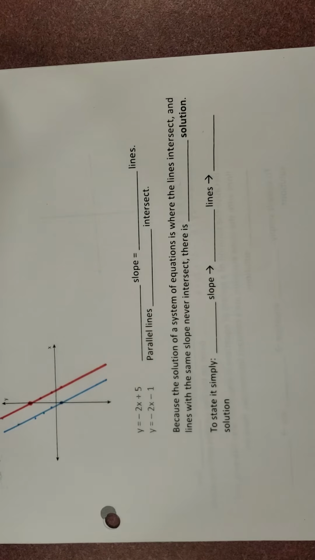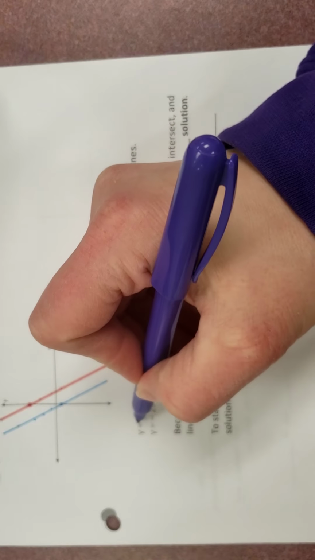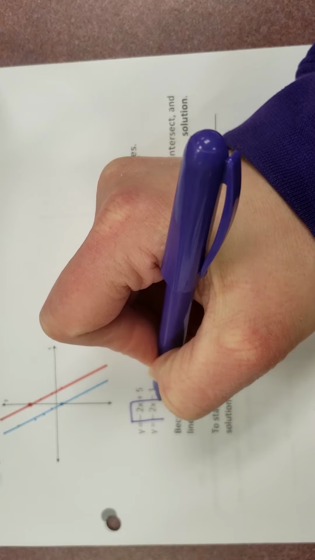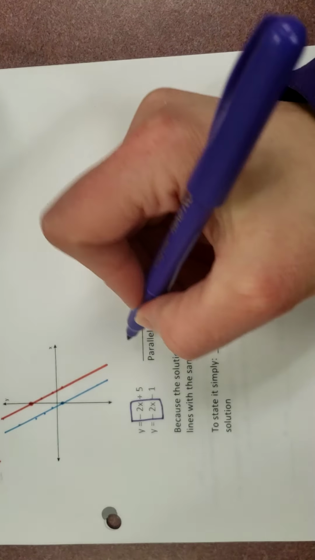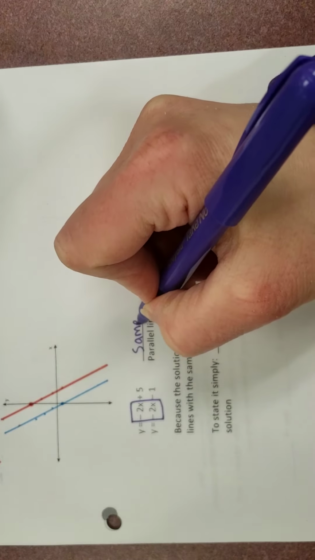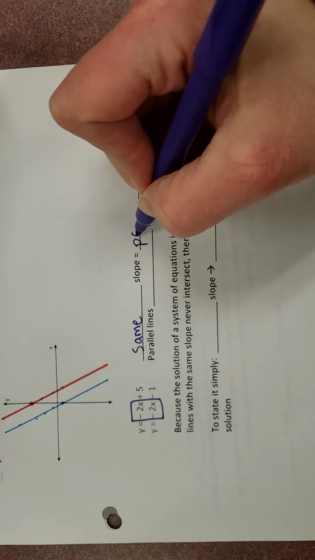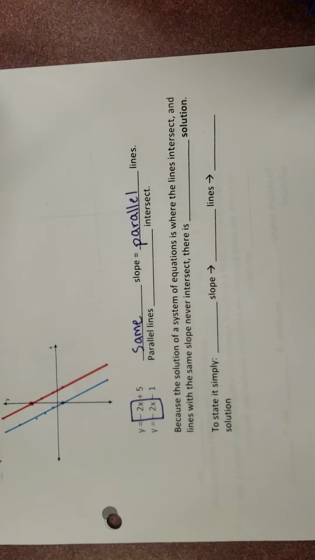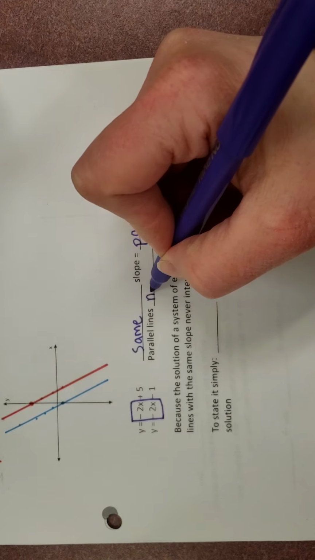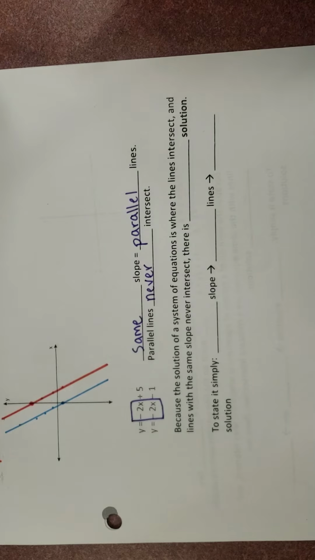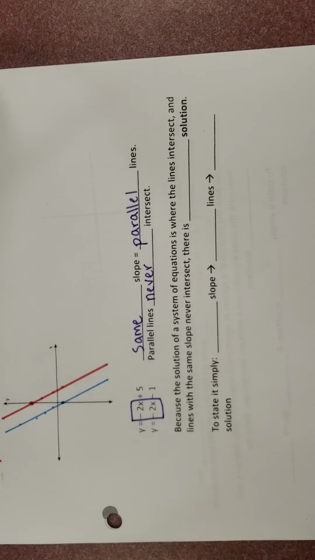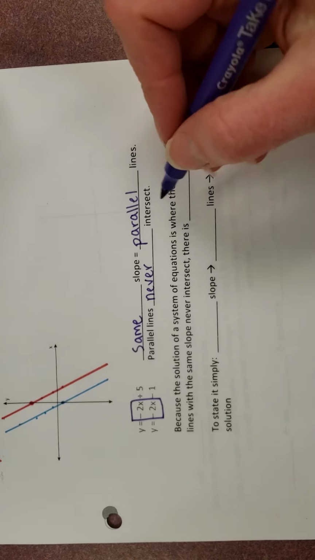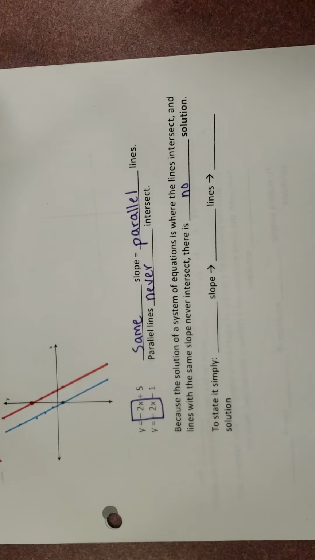Let's summarize this at the bottom in a place where we can refer to it later. So once we wrote these in slope-intercept form, we made the observation that we had the same slope, and which created parallel lines. They're going to rise and run at the same rate. And parallel lines never intersect. That's their definition. So because in a system of equations the solution is where the lines intersect, and lines with the same slope never intersect, there's no solution. There's no point that will satisfy both equations.